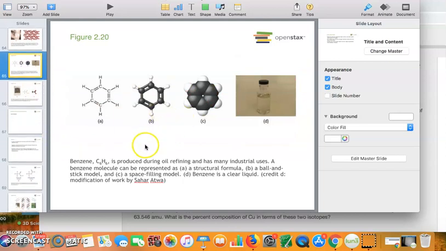Okay, here's benzene. Here we have the structural formula for benzene, then a ball and stick model, then a space filling model, and then a picture of benzene here. So benzene's molecular formula is C6H6. We can divide both of these subscripts by 6 to get CH. That would be its empirical formula.